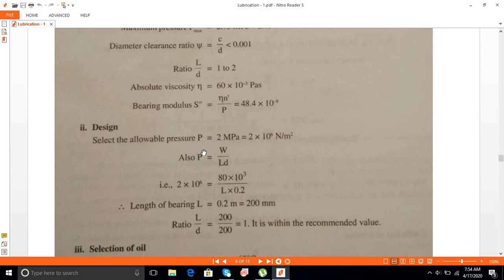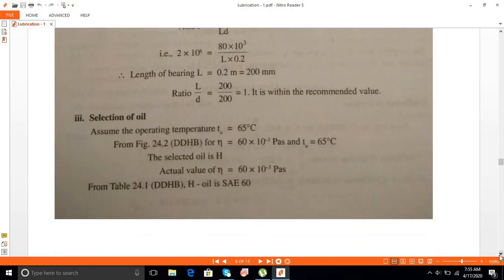With respect to this value, they need to calculate L and D values. As D is given directly, that is 200 mm, L also can be determined from this value. So L is equal to 200 that is calculated. If we calculate L/D ratio, it has to lie between 1 and 2 from the handbook. So now it is L/D equal to 1. So it is a recommended value.